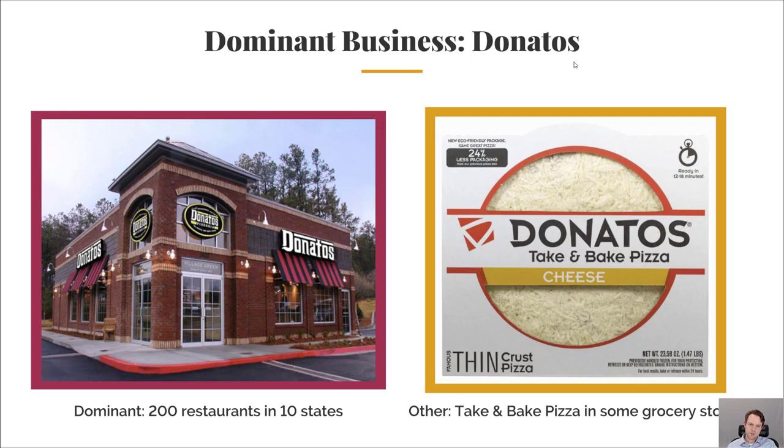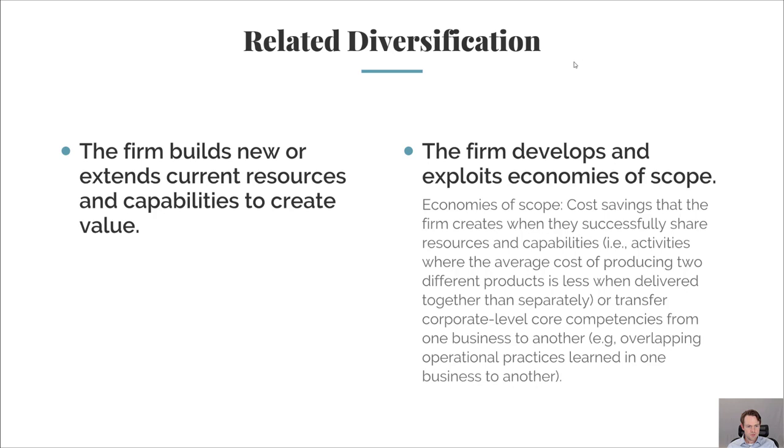Related diversification. The firm is going to build new or extend its current resources and capabilities to create value. The firm is going to develop and exploit economies of scope. If you remember from our previous discussions, economies of scope create savings when the firm successfully shares resources and capabilities. That is, activities where the average cost of producing two or more different types of products is less than building those products separately and adding together what those costs would be. Another source is transferring corporate level competencies from one business to another, such as overlapping business practices that you've learned in one business and applying them to a new business line.